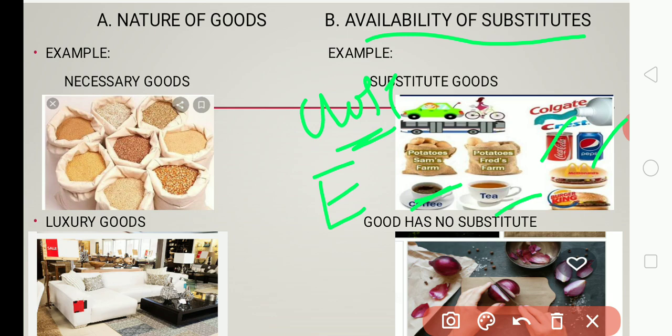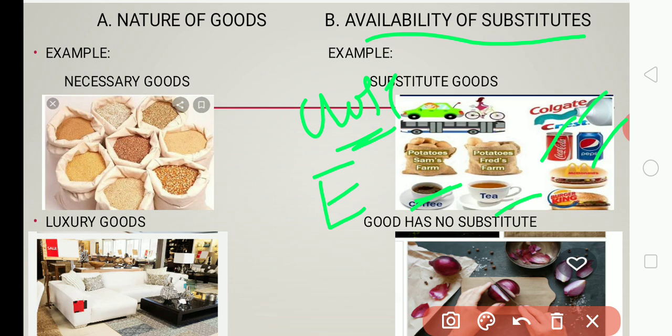Suppose Coke prices are more, we can go for Pepsi. For example, toothpaste. If one we don't like, because for these goods there is an availability of substitute. If not Pepsodent, we can go for Colgate or Close Up. We have a substitute. For these goods the elasticity of demand will be elastic.